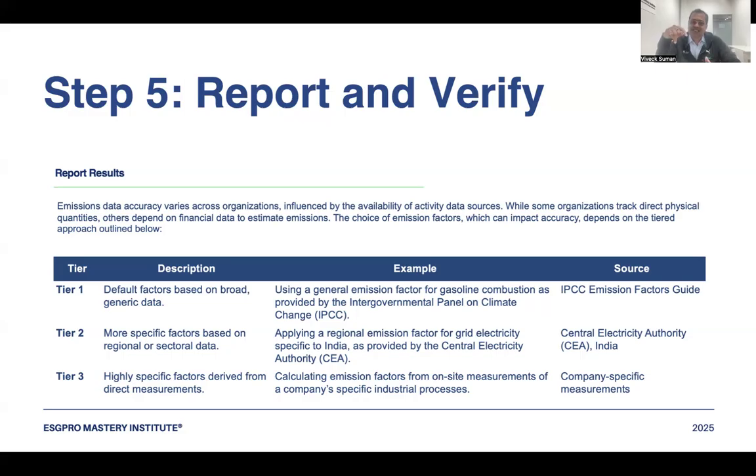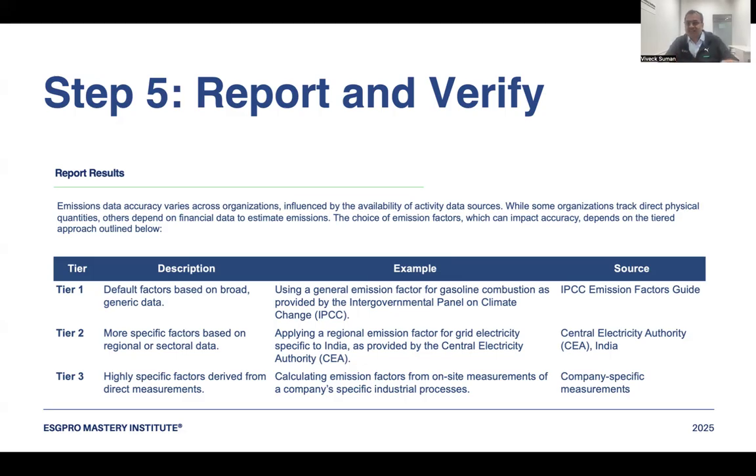Second tier data is more specific factors based on regional or sector data. So these are sectoral data which we try to get. Emission factor based on the sector. For example, cement and steel have their own emission factor. For energy in India, the Central Electricity Authority, CEA, produces this data. Now they are very specific, and that's why they are called tier 2 data, because the nearness to accuracy increases as you go down.